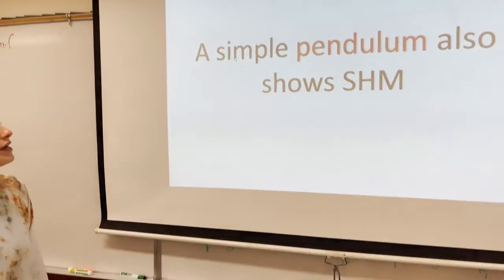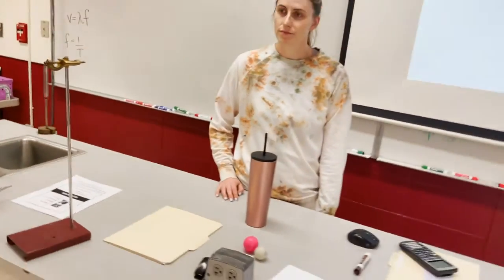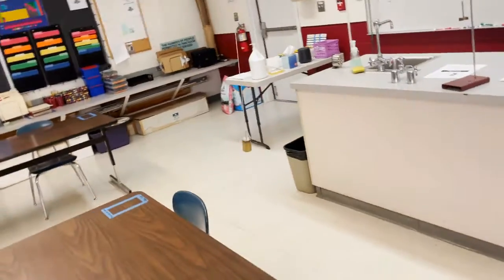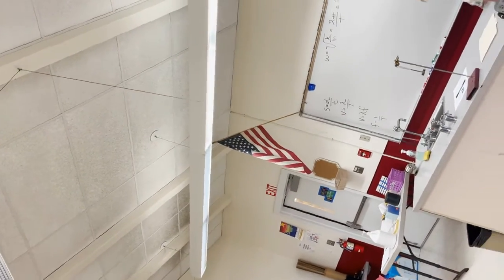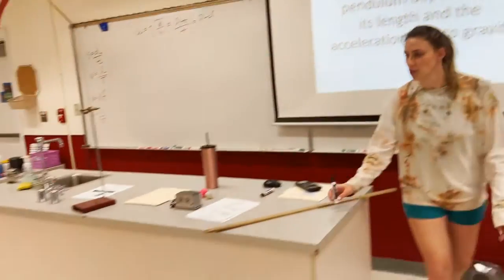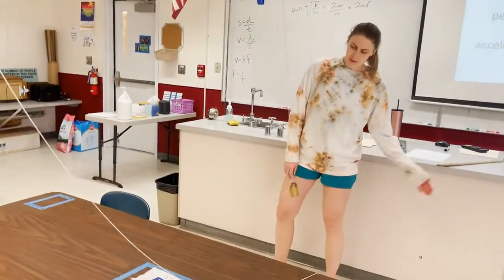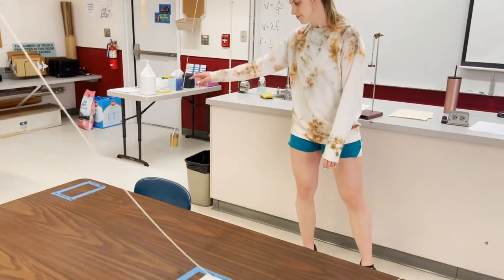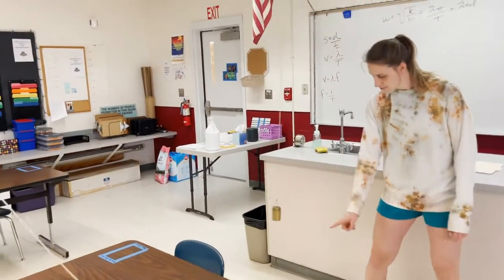Okay, a simple pendulum also shows simple harmonic motion. Look at it, so cute. That's a big pendulum. The frequency of a pendulum depends on the length and the acceleration due to gravity. So here we've got this big long pendulum that's at least 3 meters, and it's got this period, back and forth, back and forth.